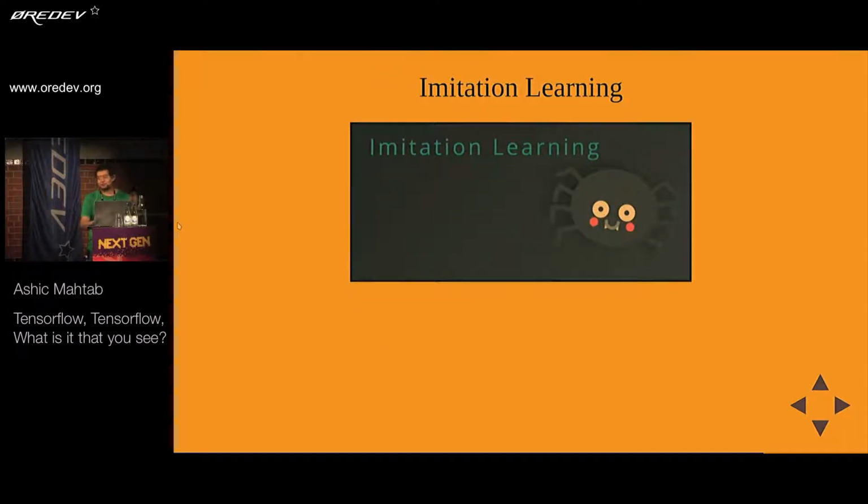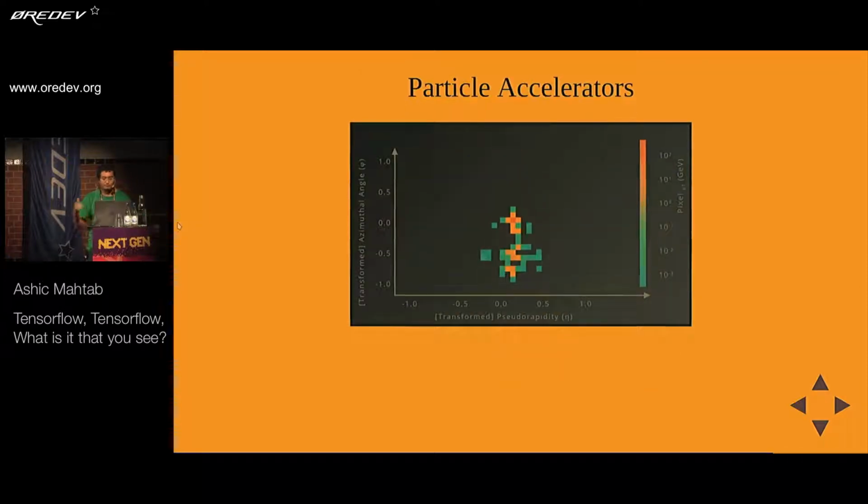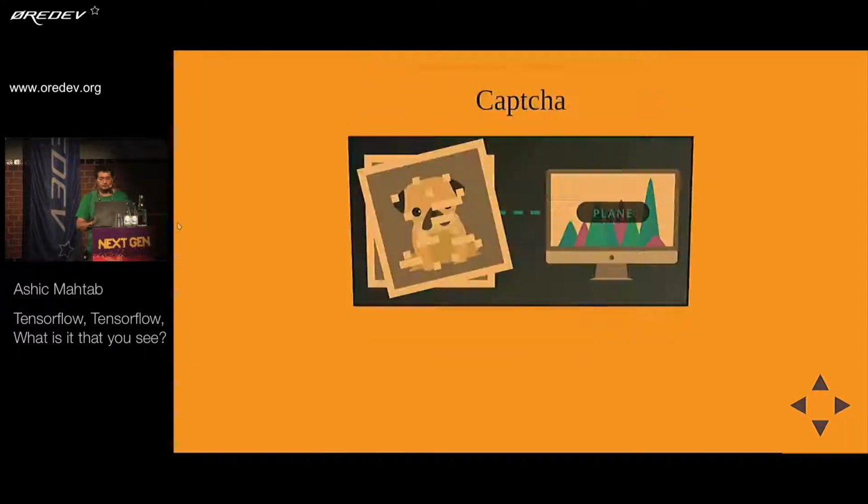Imitation learning tries to mimic what humans do. It doesn't have to be visual. They're used in particle accelerators. So instead of running full Monte Carlo simulations, they can basically tell you the distribution where a particle might actually be, based on GANs.